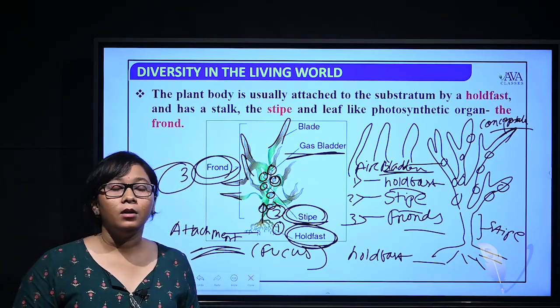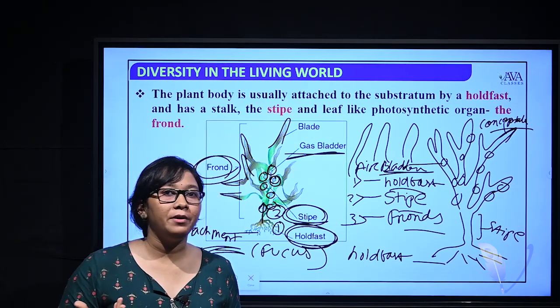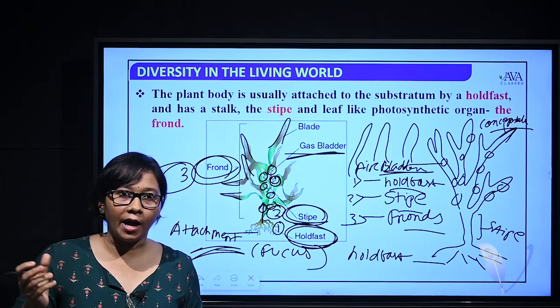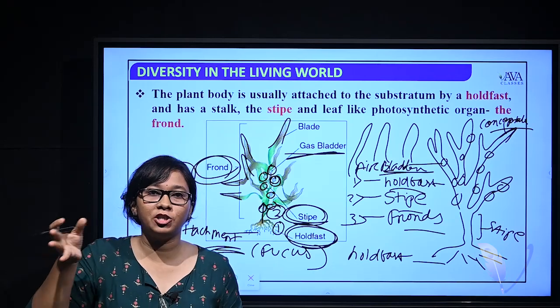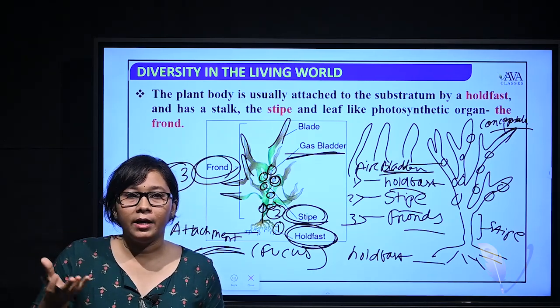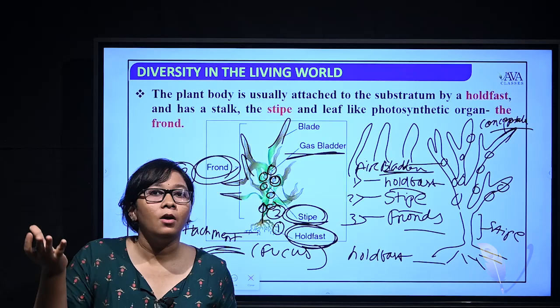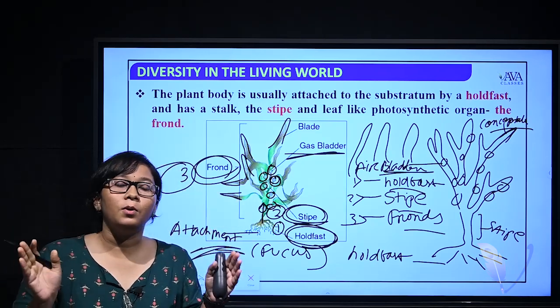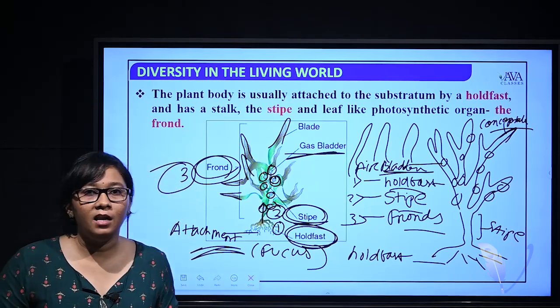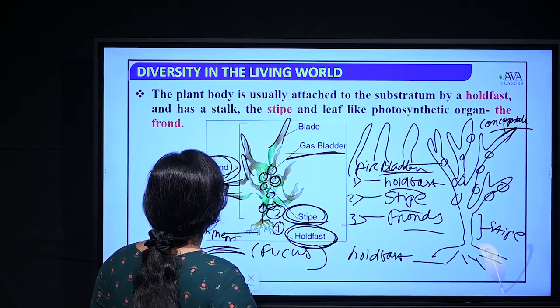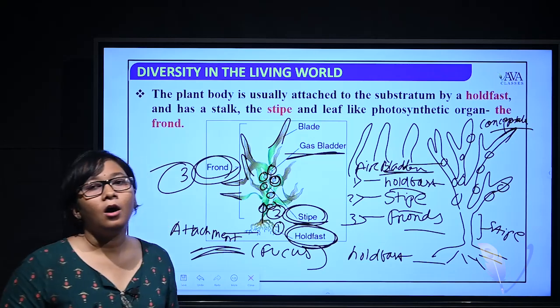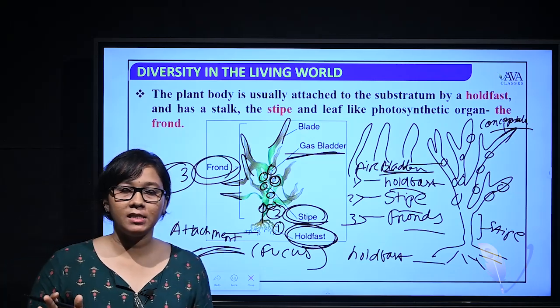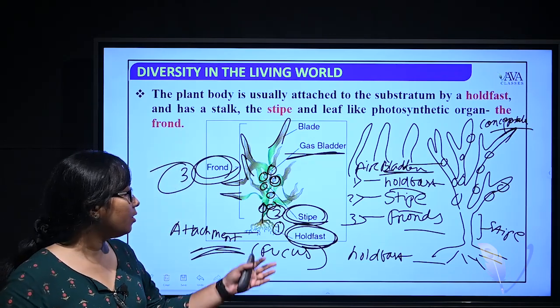Okay, in aquatic plants, you might be thinking of aerenchyma tissues. What is the main function of the aerenchyma tissue? You see, they help in floating. Here the air bladders also perform the same function, they help in floating. Clear? So this is the structure of a Phaeophyceae or a brown algae or a fucus.